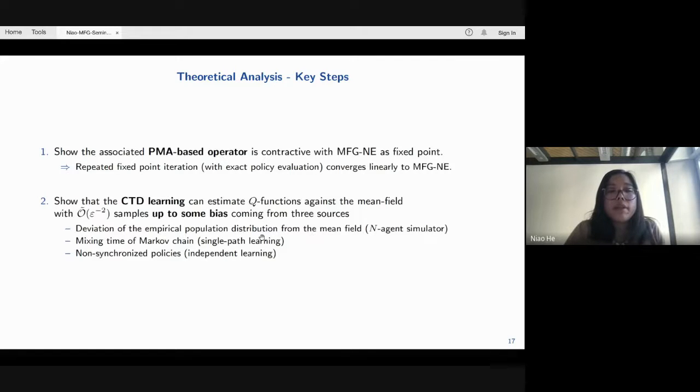And then the other kind of bias comes from the fact that we're using a single sample pass, right? And this is not just an IID setting, right? So we needed to take care of the mixing time of the Markov chain. And the last bias comes from the fact that we're using independent learning. In this setting, the policies are different, so there is an actual error that comes into play.